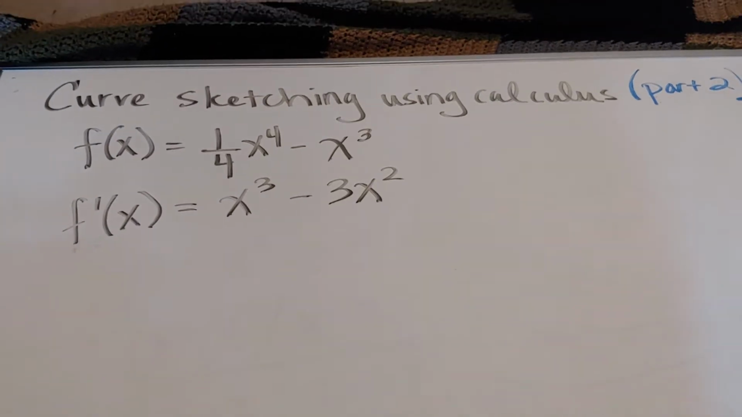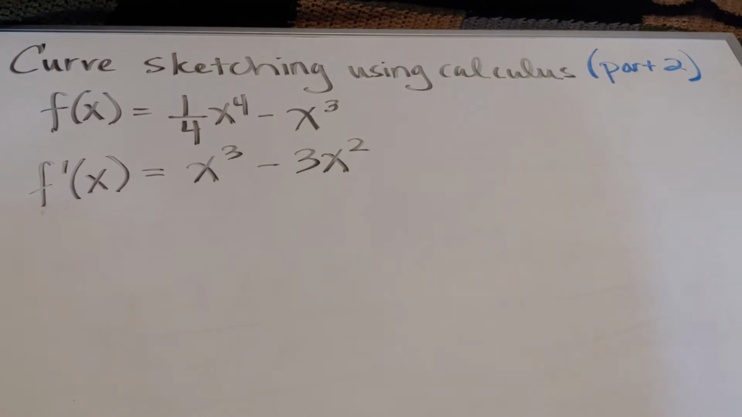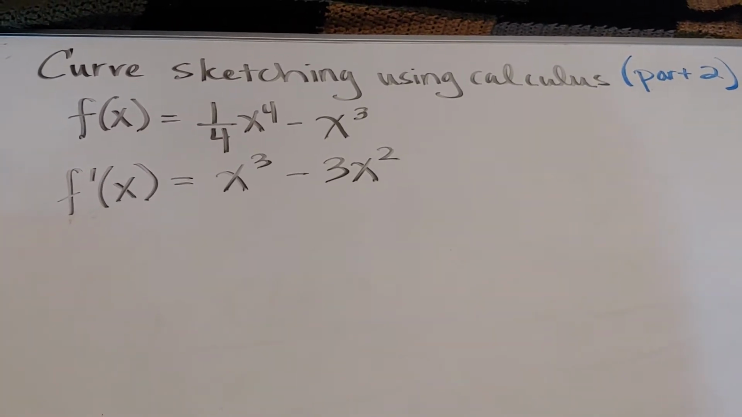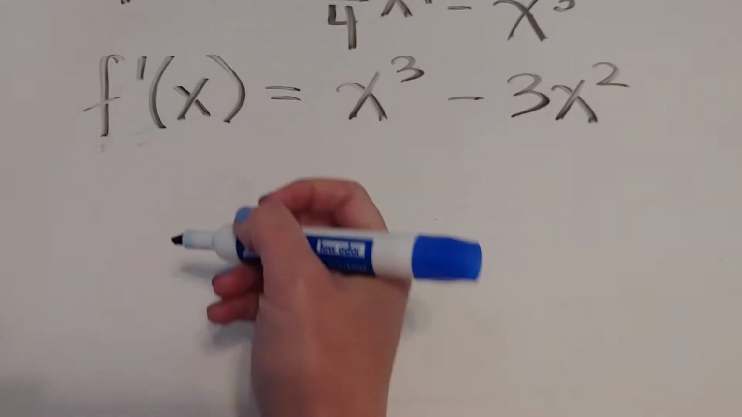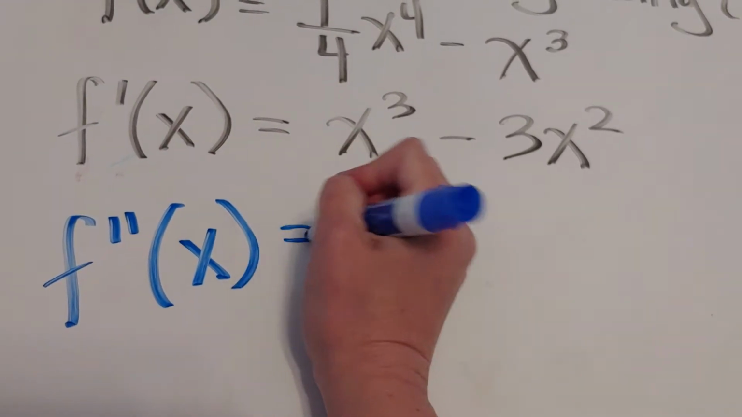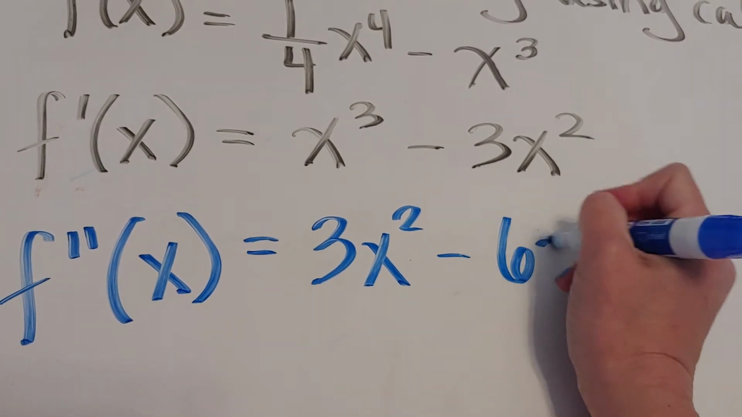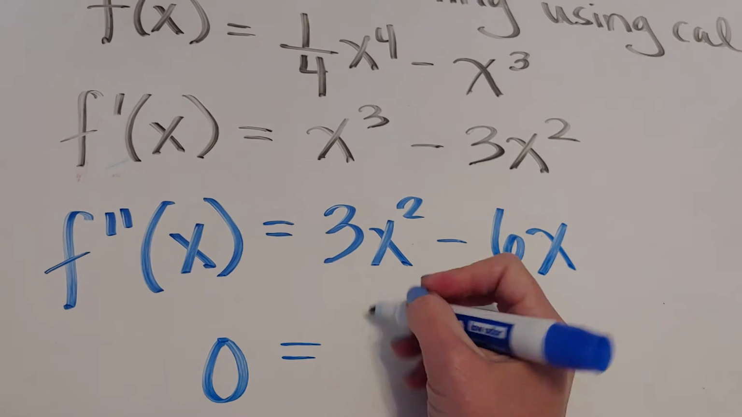This is the second part of curve sketching, which is going to focus on concavity and inflection points. As you can see, I still have my original function and I have my first derivative, but when you're dealing with concavity and inflection points, I need the second derivative. So let's come over here. The second derivative would be 3x squared minus 6x, and I'm going to set that equal to 0.